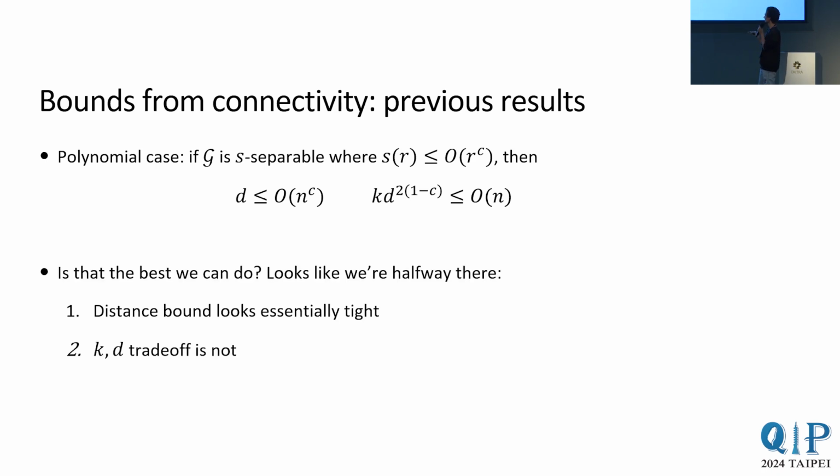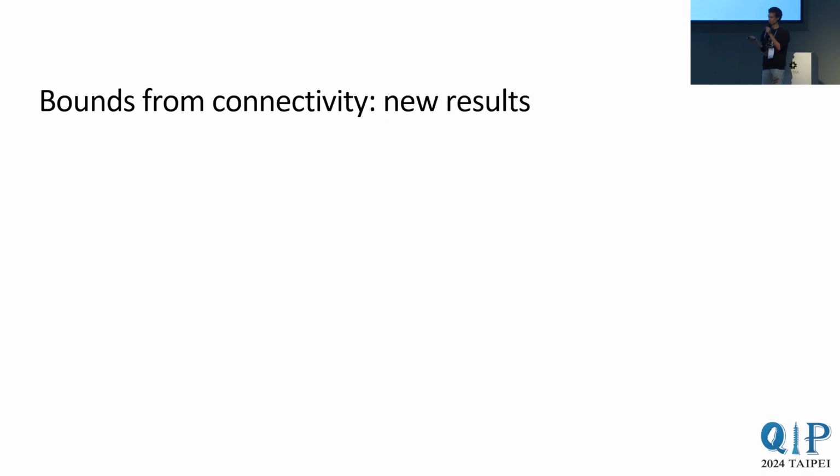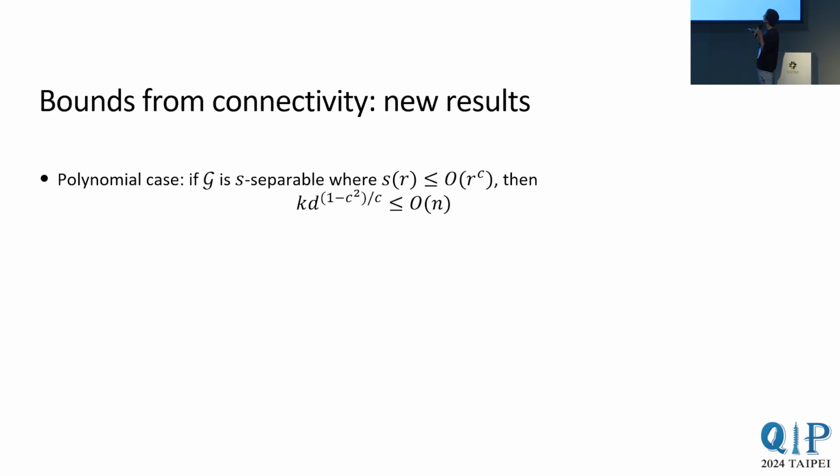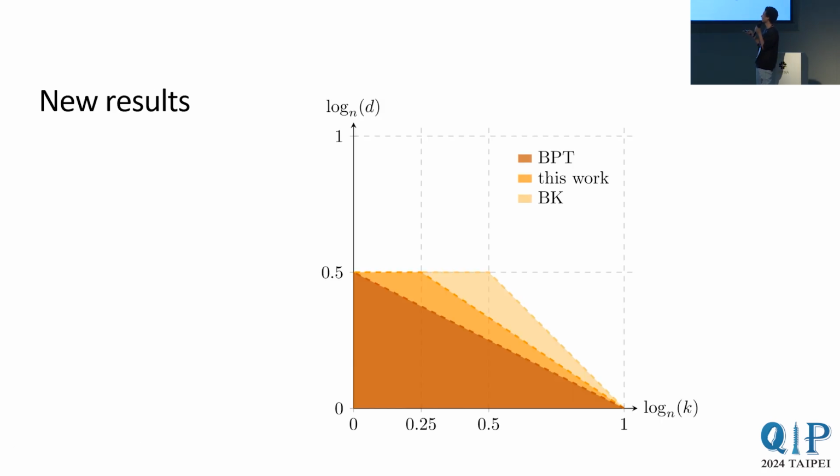Great. Natural question. How tight are these bounds? We have relatively good indication that the distance bound is pretty tight, but we know for sure that the KD trade-off isn't. Now, those new results that I'm presenting here, we're presenting a new trade-off between K and D, and this time it is a little bit closer to being tight. It's not quite all the way there yet.